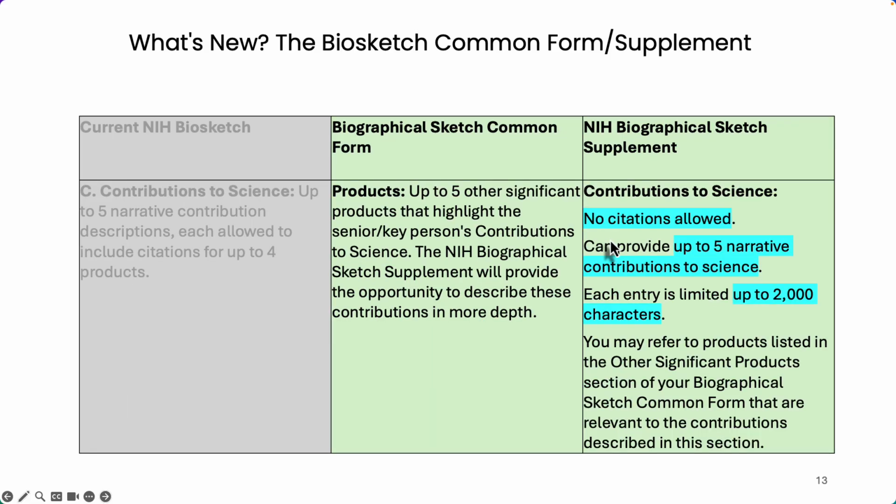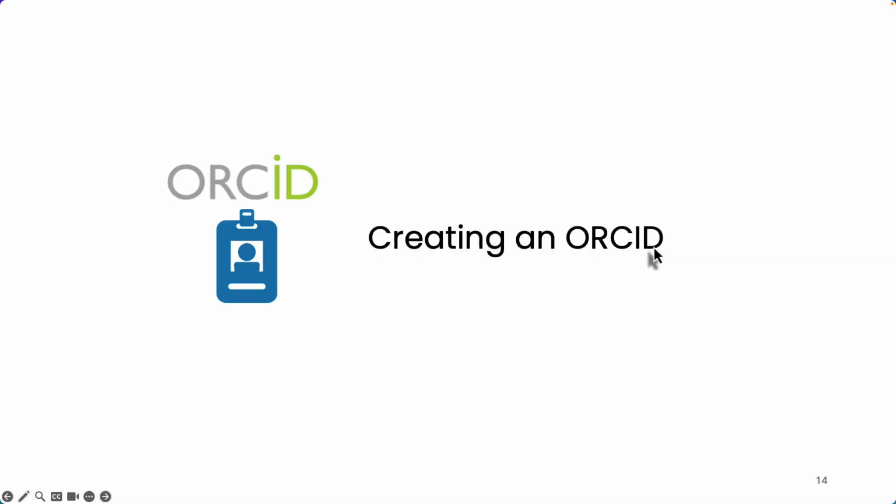The old contributions to science, section C, used to have up to 5 narratives, and each narrative was allowed to have 4 citations. Now this is divided. In the common form's products section, you're going to select up to 5 significant products that highlight your contributions to science, and the contributions to science themselves are going to be in the supplement, where citations won't be allowed. You can provide up to 5 narratives, each limited to 2,000 characters. So you will use these 5 products to support your up to 5 narrative contributions to science.